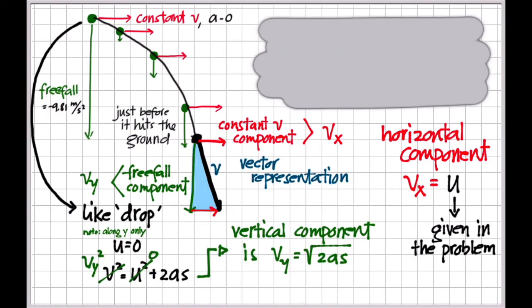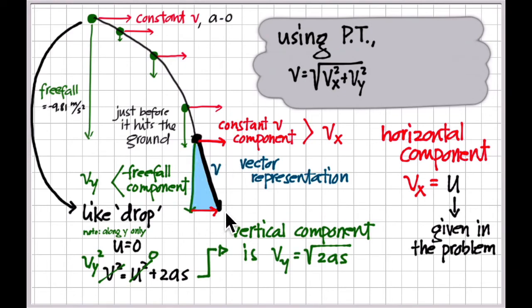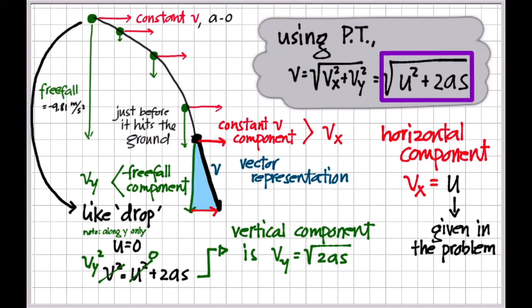Since we have a right triangle, we can use the Pythagorean theorem: the v we need to find is equal to the square root of the sum of the squares of the components along x and along y. From the triangle here, we can substitute v subscript x, which is u here. And for the vertical component, this one, we take this, and here you go. Our expression for the final speed, or the magnitude of the final velocity just before it hits the ground.